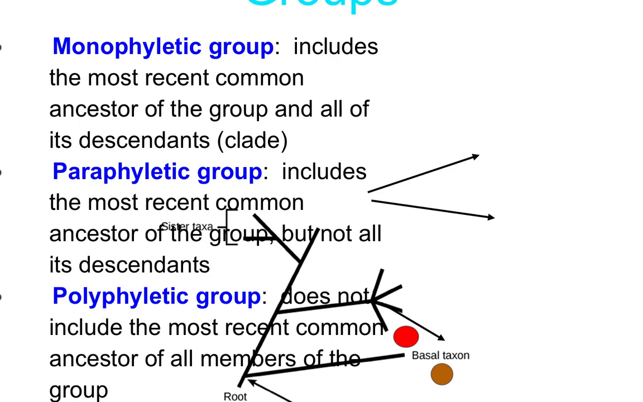A monophyletic group is one that includes the most recent common ancestor of the group and all of its descendants, which are technically the clade. A paraphyletic group includes the most recent common ancestor in the group, but not all of its descendants. And a polyphyletic group does not include the most recent common ancestor of all the members of the group.